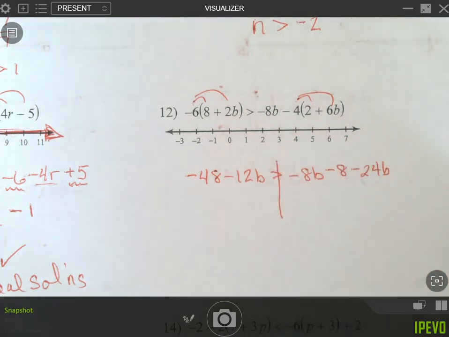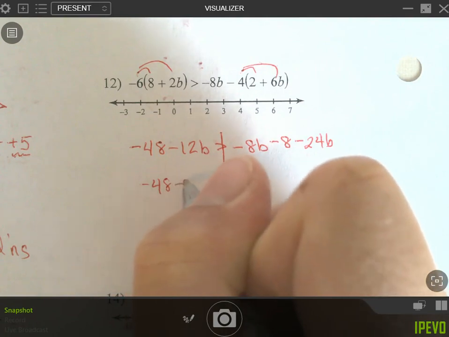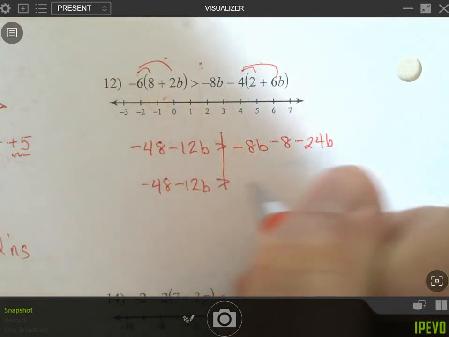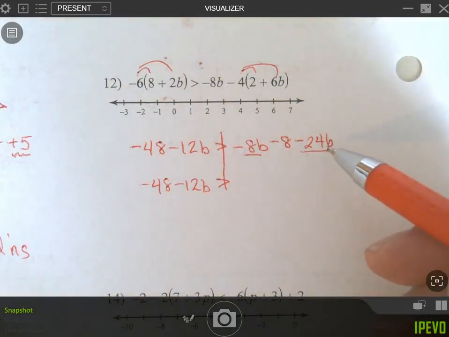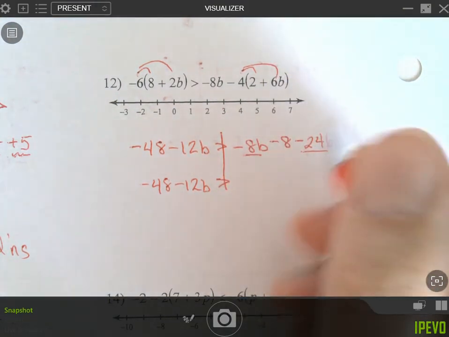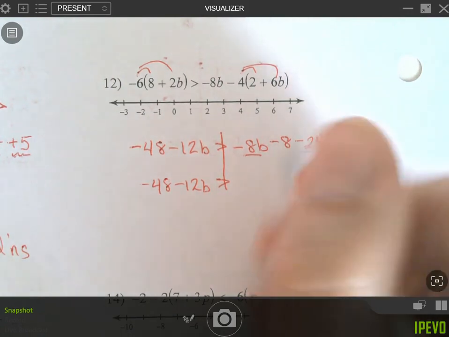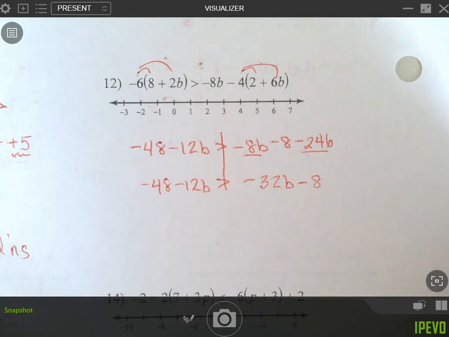Okay, so this is one of the things we were just talking about. I'm going to leave the negative 48 minus 12b alone, but when I go to add like terms, I don't change the sign. Oh, that might be another thing. Did you have the negative 24 here, or did you have a different number? I think you had 12. Yeah, it should be negative 24. So it'd be negative 8b and negative 24b would be negative 32b minus 8.